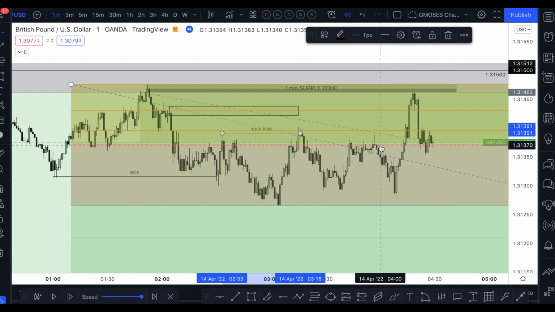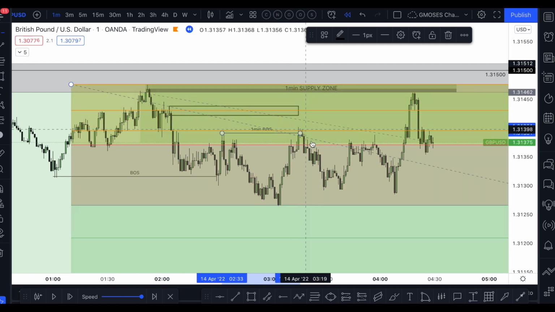1 minute BOS right here. So when we get a break of structure, what happens? It has to come back and retest. It came back and retested, and then it started to climb to the upside. So we don't want to necessarily get faked out thinking that this was our actual entry and then we ride it down, because this is the retest.